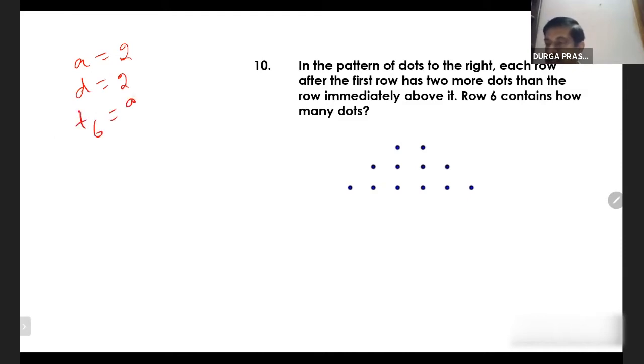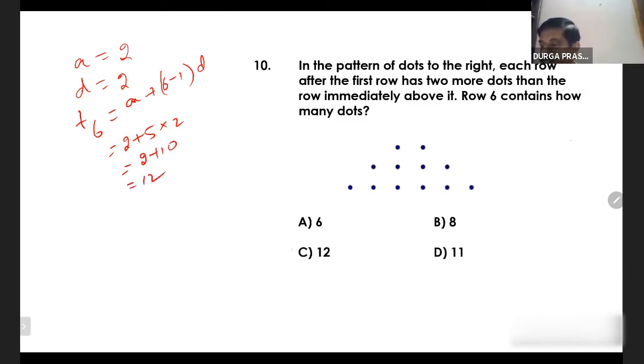T6 is a plus n minus 1 into d. So this is 2 plus 5 into 2. That is 2 plus 10. That is 12. So now look at this. Option C you have. Please note it fast.